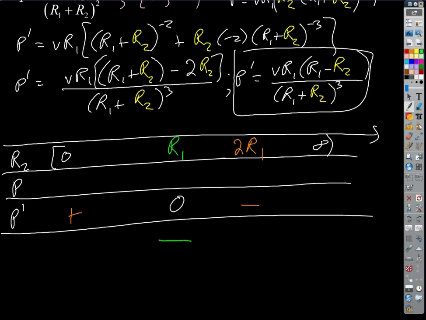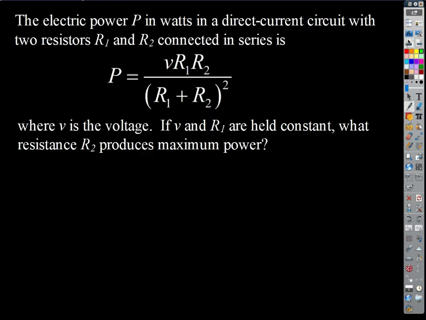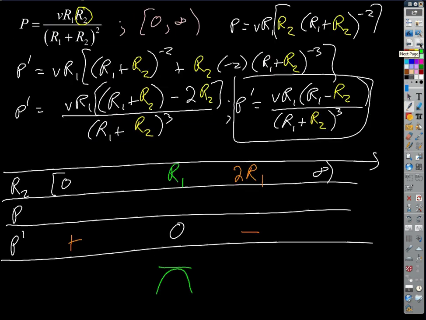And so then what is going on here? If I go from an increasing function to a decreasing function through a horizontal tangent, what does that look like? Maximum. Yeah, it's got to be a maximum, doesn't it? And so we found it. We found that the resistance R2 that produces maximum power is when it's equal to R1. So the two resistors have the same resistance. Okay? Make sense? Okay? Sort of, kind of.